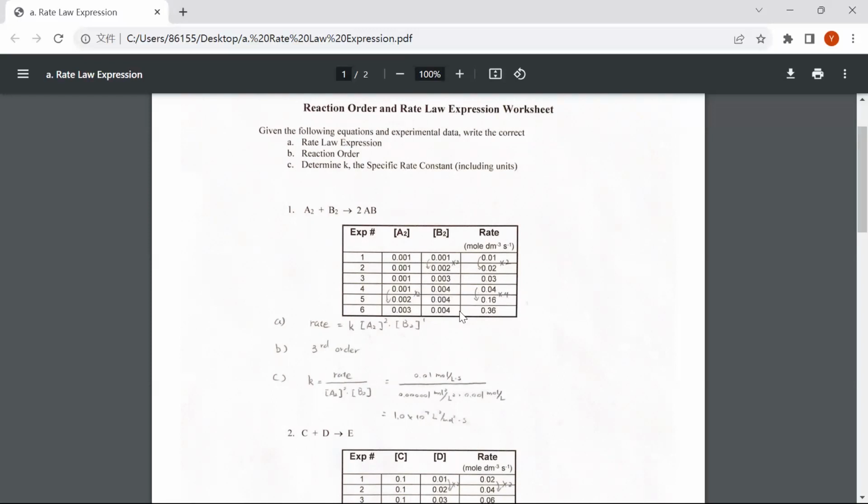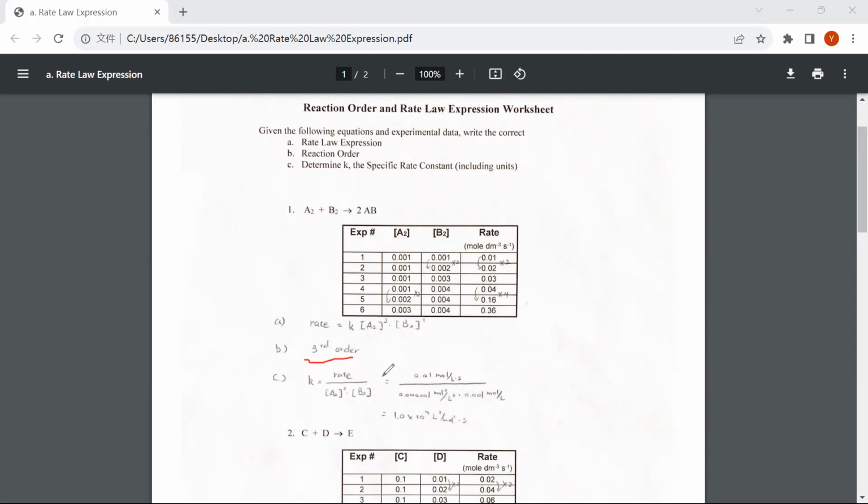And to find the exponents for B2, we focus on experiment 1 and 2. So from 1 and 2, B2 multiplied by 2, and the result also multiplied by 2. So in this case, the exponent is 1, because 2 with the exponent 1 is equal to 2. And when we add these two exponents together, it gives us the reaction order, which is 3.